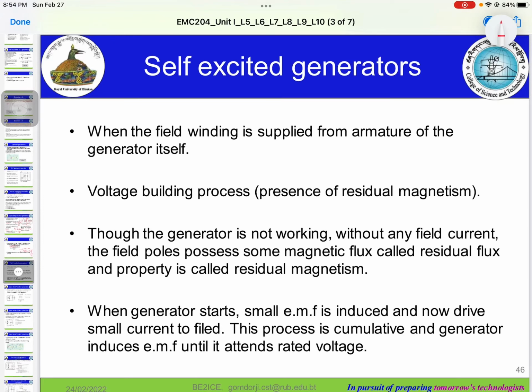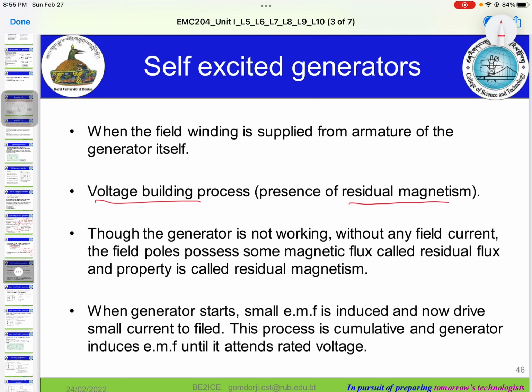This video is about the self-excited generator. Now, the self-excited generator is different from the separately excited generator. It is also one of the types of DC generator based upon the excitation system. Here, the current for the field winding is supplied from the armature of the generator itself, and a process called voltage building takes place because of the residual magnetism.